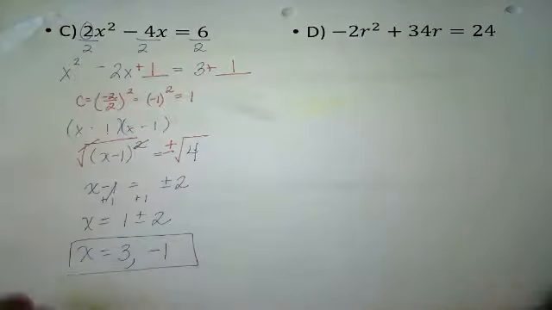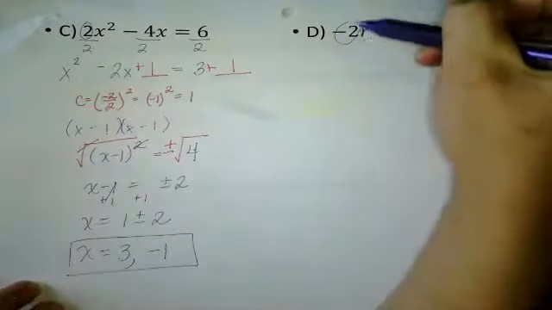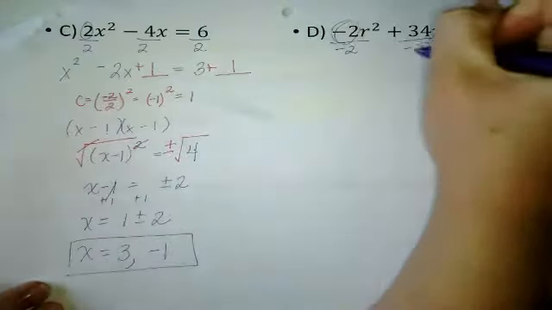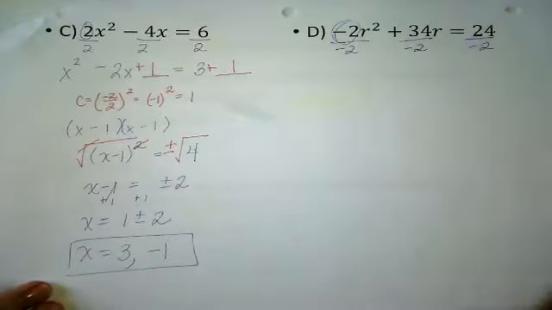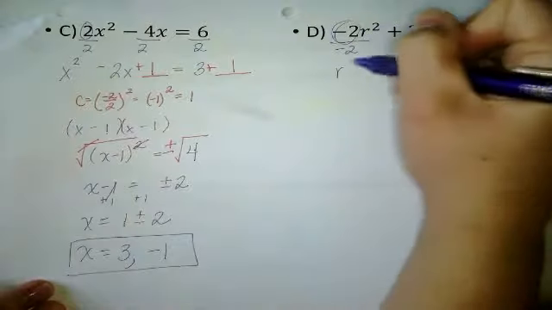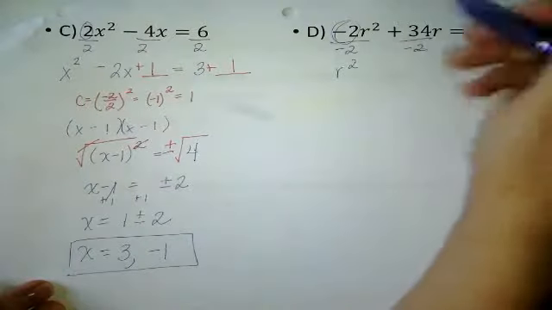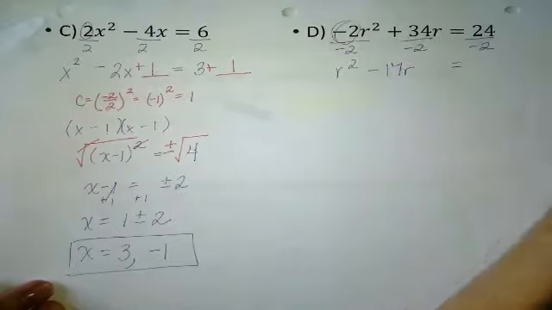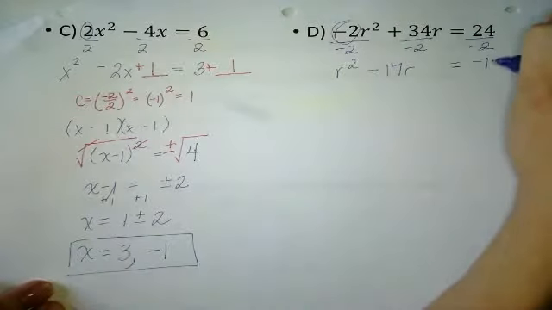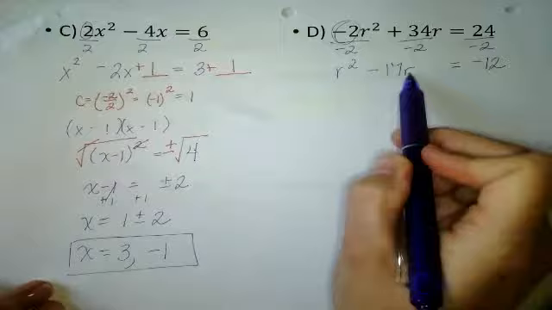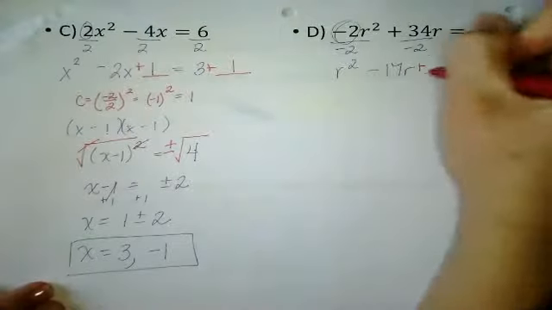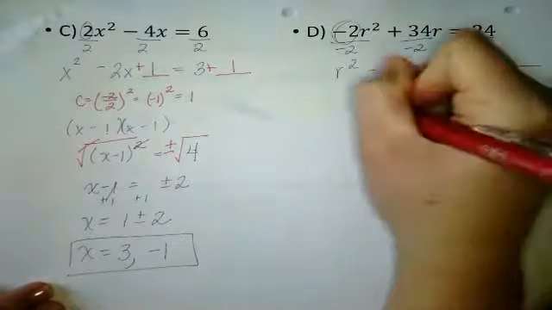Last one here. Again, we have a number in front of the variable squared. So we need to go ahead and divide everything by negative 2. And that's going to give me r squared. 34 divided by negative 2 is negative 17. And then 24 divided by negative 2 is negative 12. Then isolate the r squared and the r term. So it's already by itself. That's good. And we're going to go ahead and add in some blank spaces to figure out c.